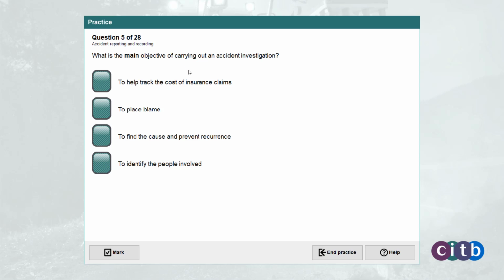What is the main objective of carrying out an accident investigation? To help track the cost of insurance claims. To place blame. To find the cause and prevent reoccurrence. To identify the people involved.